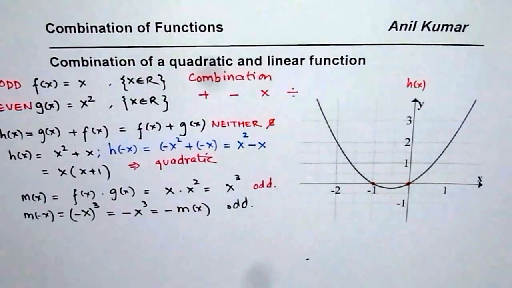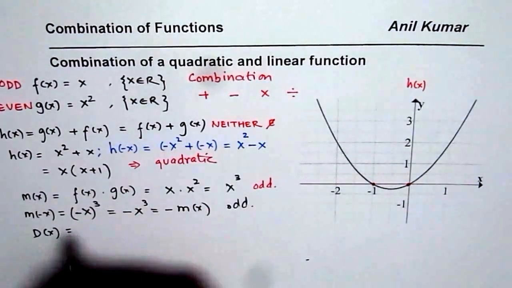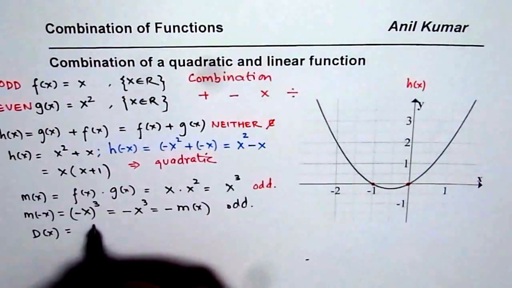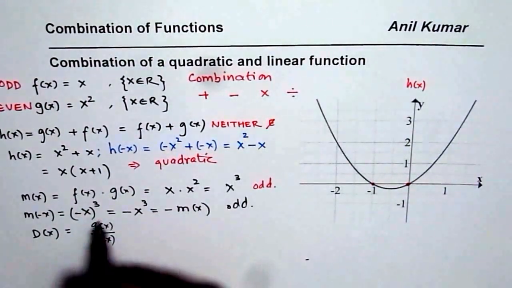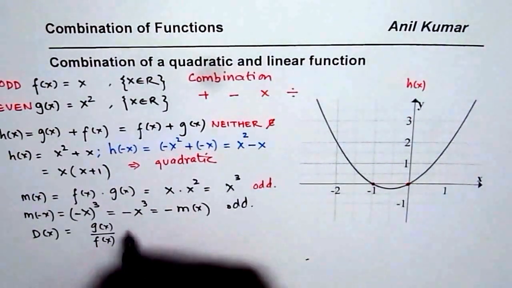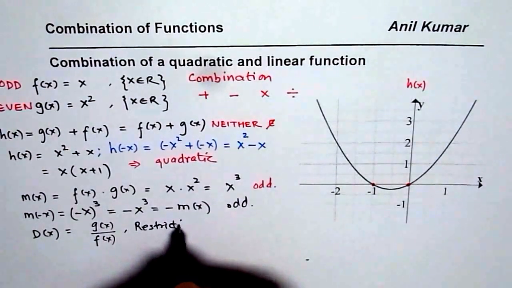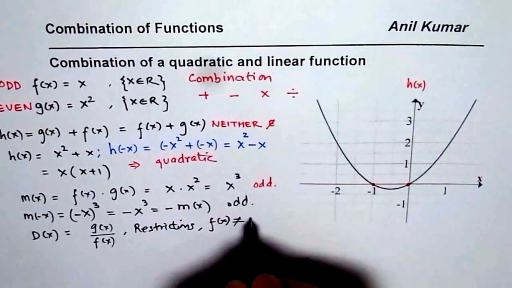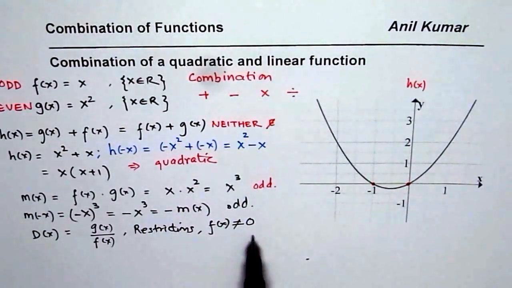Now if you divide the functions, then what happens? Let me call that function d of x. So when we divide, we could do either f of x over g of x or g of x over f of x, right? Now in both cases, you will find that there will be restrictions, since the denominator cannot be 0, so f of x is not equal to 0. So when you divide your functions, there could be additional restrictions.